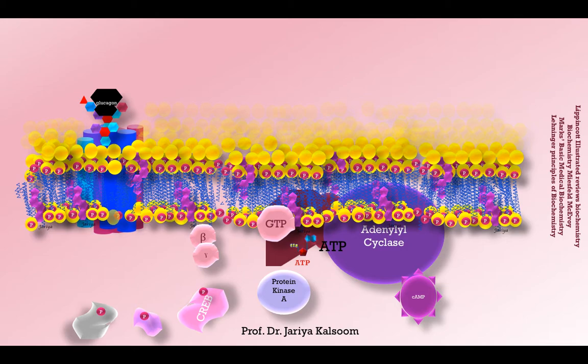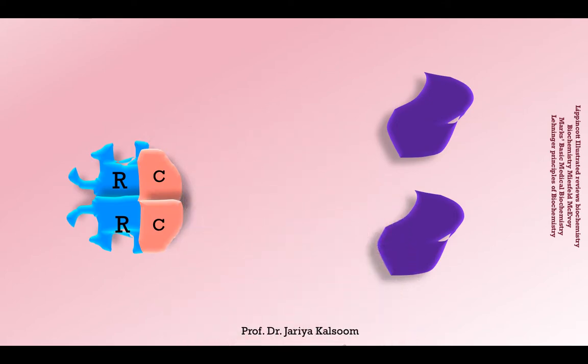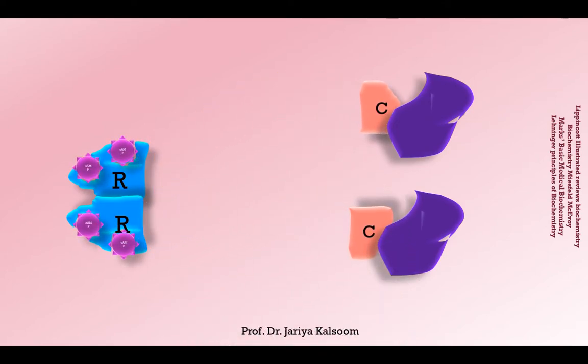Cyclic AMP is the second messenger. It activates cyclic AMP dependent protein kinase A, also known as PKA. The activation of PKA involves cyclic AMP binding to its regulatory or R subunits. This leads to release of catalytic or C subunits. Freed C subunits of PKA are active.